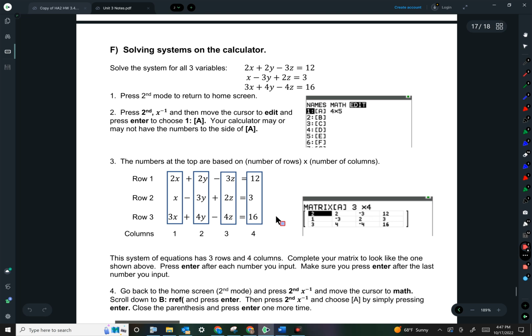So we would say that this is a matrix. That's what this is called when you have rows and columns. We would say that this is a matrix, and the size of the matrix is 3 by 4. It's always rows by columns.